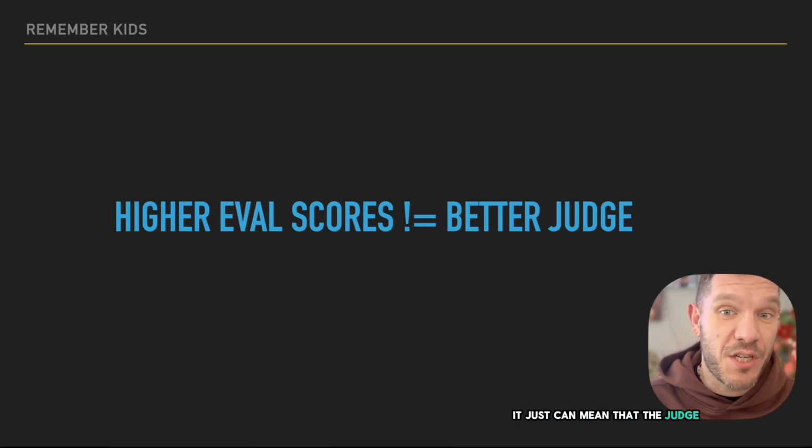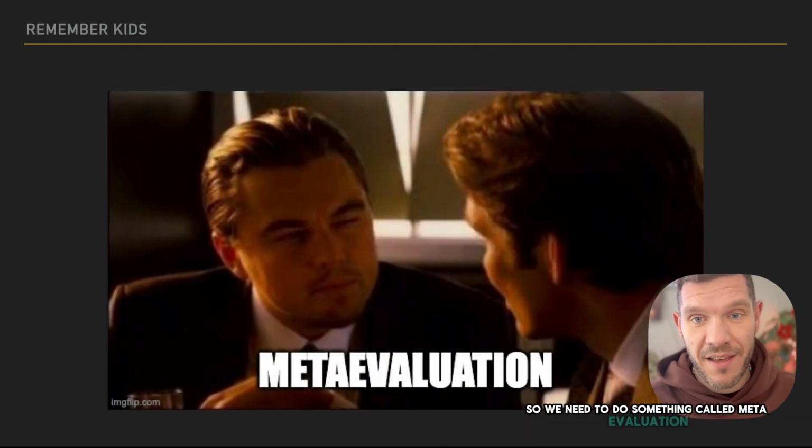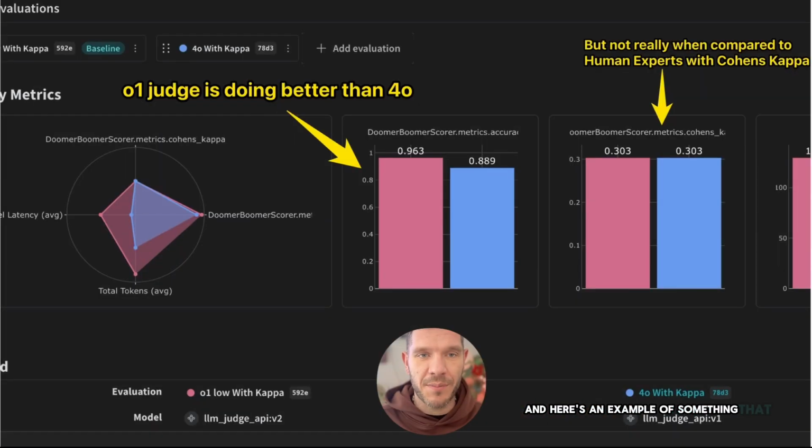It just can mean that the judge is more biased, okay? So we need to do something called meta evaluation. We're basically going to evaluate our judges. And here's an example of something that happened to me.